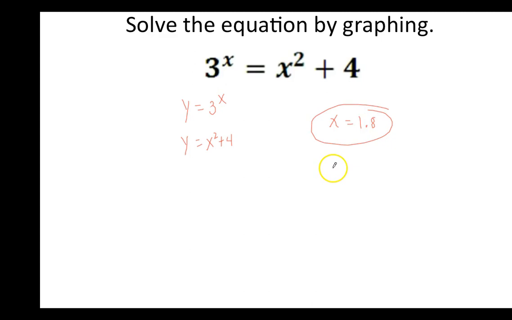So that is how we solve by graphing. This will work with log equations as well when you get to those. When there's some that say solve by graphing, you do the same process. You take each side of the equation and make it its own equation, y equals, graph them, and then find the points of intersection.